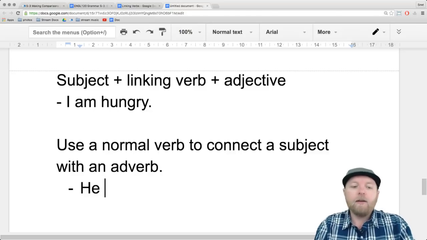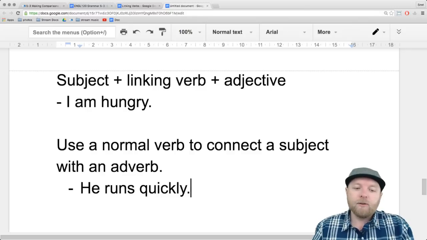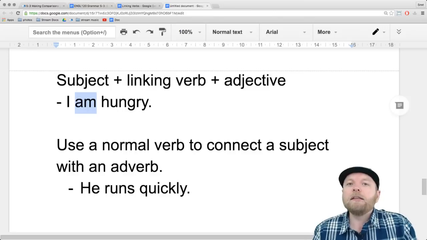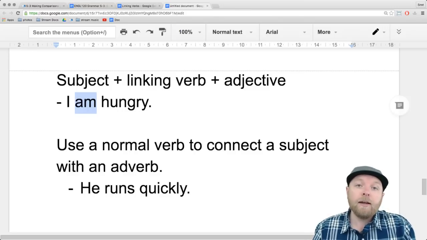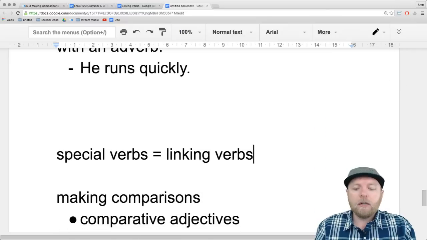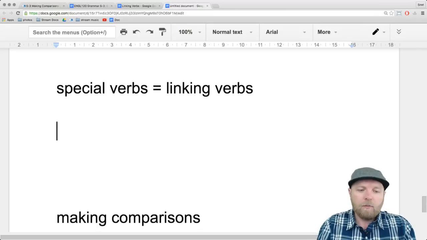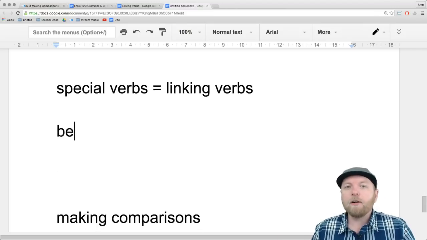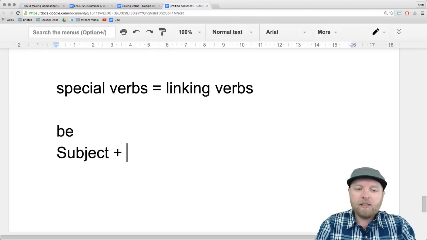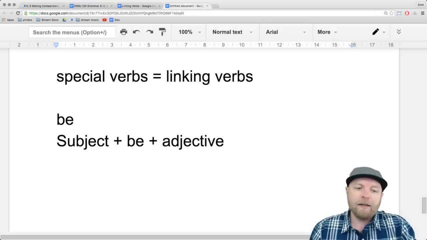Well, he runs quickly. A normal verb. So this is a normal verb. This is a linking verb. Okay, guys? So what are other linking verbs? What are some other linking verbs? Well, be is the most popular linking verb. Okay? So subject plus be plus adjective. Very popular English.